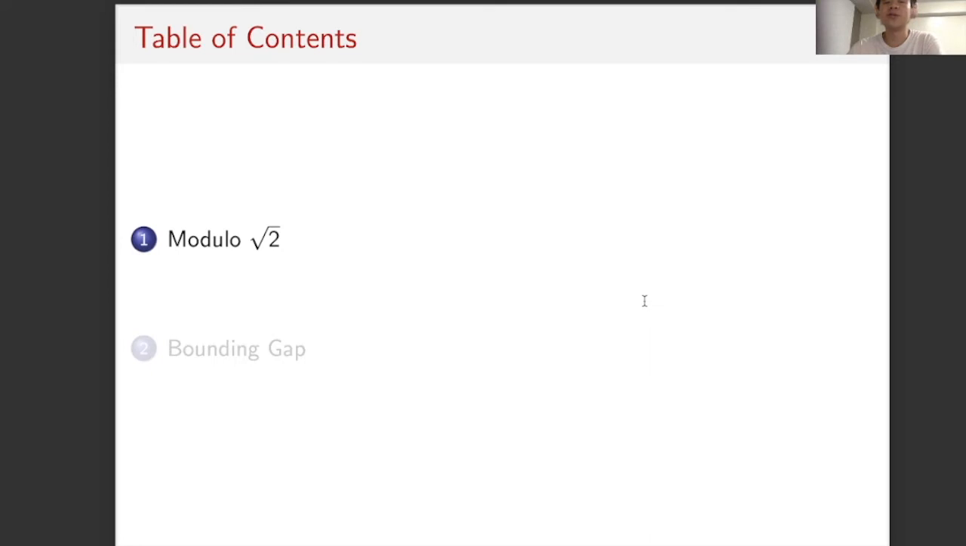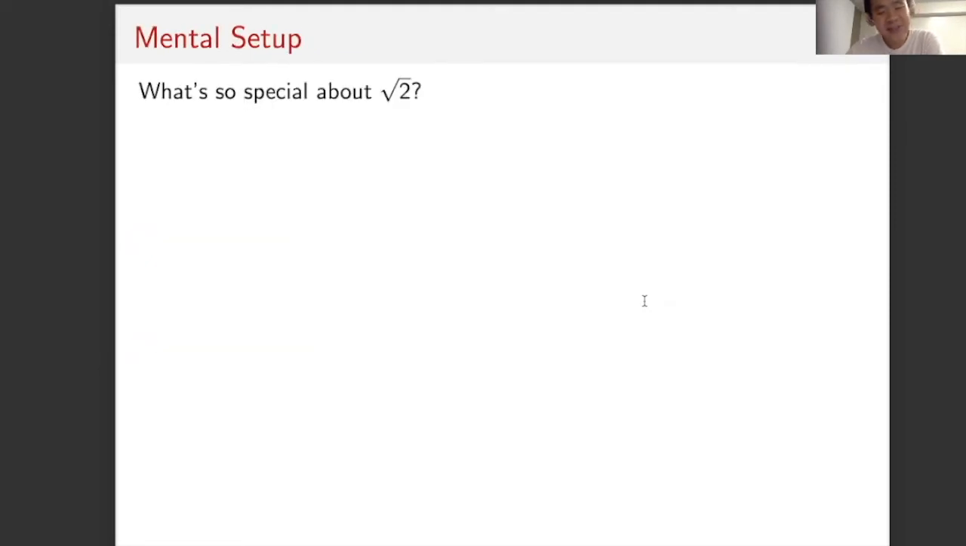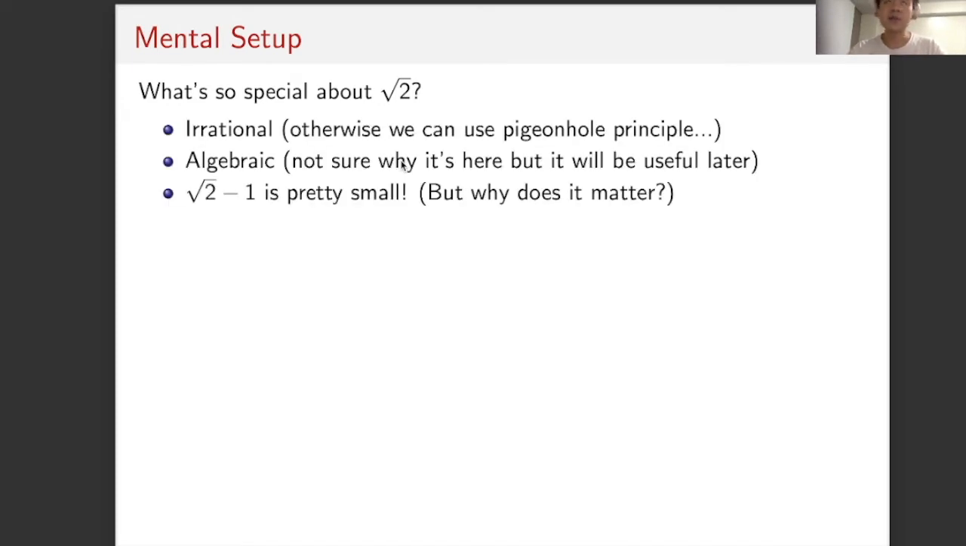Okay, so the modulo function we are going to talk about is modulo square root 2, which might be weird because, is it modulo a non-integer? Now let's do a bit of mental warm-up. What's so special about square root 2? What are the properties? Well, the first thing we can think of is it's irrational, it's algebraic. We will probably use that somewhere in the solution. What's more important, as it turns out, is the fact that the number square root 2 minus 1 is pretty small.